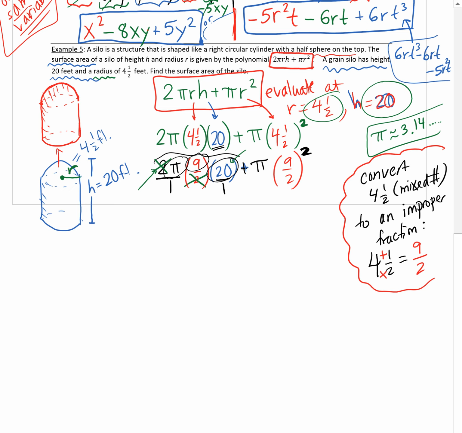So 9 times 20 is 180, and then you have multiplied by pi, but I'm just going to leave pi as is. Alright, so that's this entire first term. That looks pretty good. The next guy, though, I'm going to have to think about this.